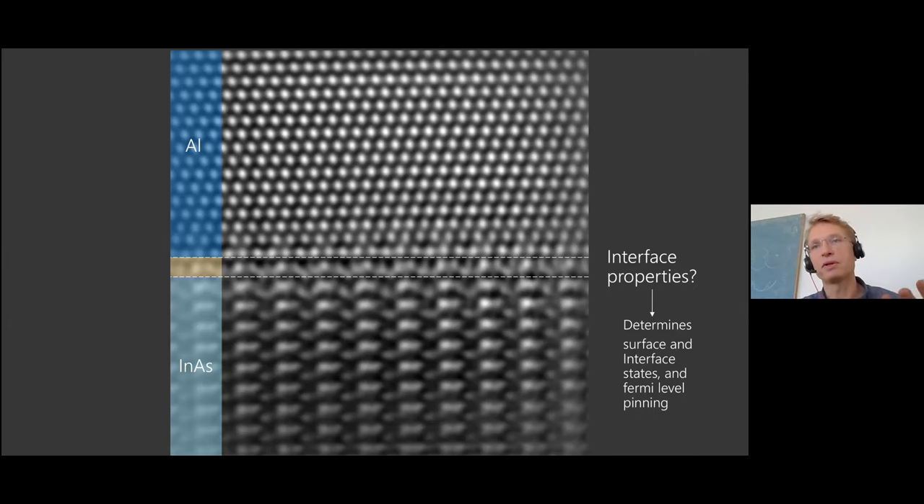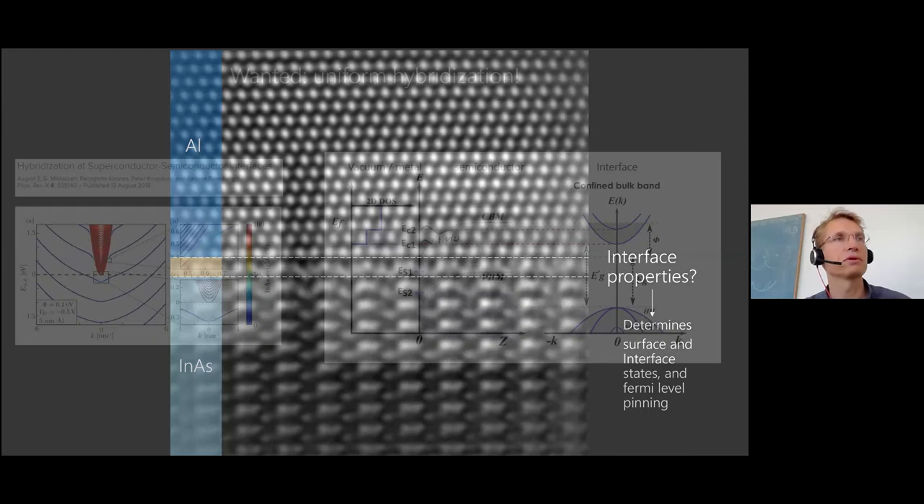And moreover, for the hybridization of the bulk bands, it also determines the Fermi level pinning. So when you have a metal together with a semiconductor, of course, you pin at the interface, and it's difficult to change the potential at the interface due to the chemistry at this interface. So how the bands align really depends on the interface, which I will talk about.